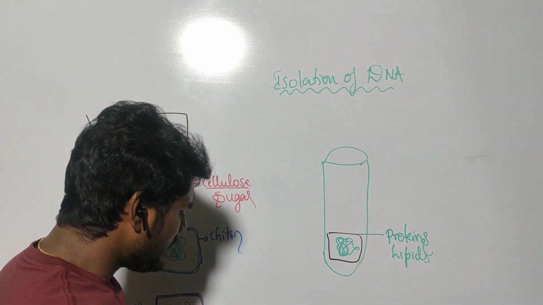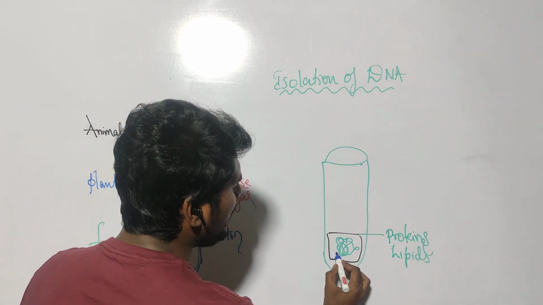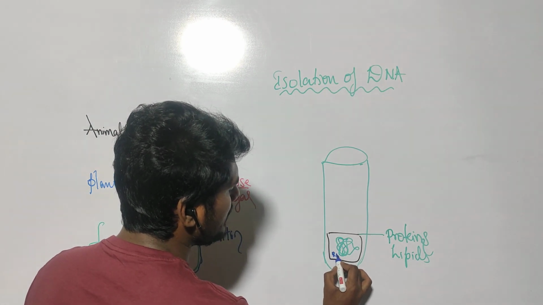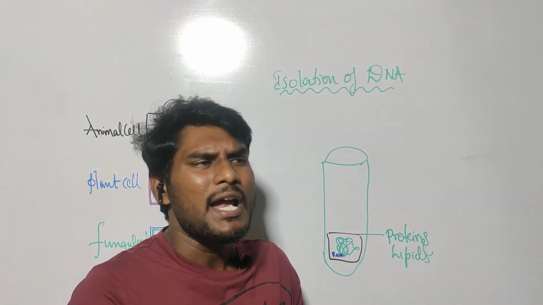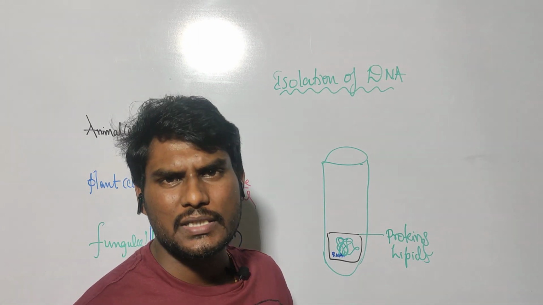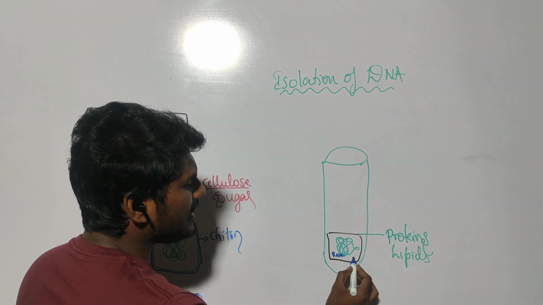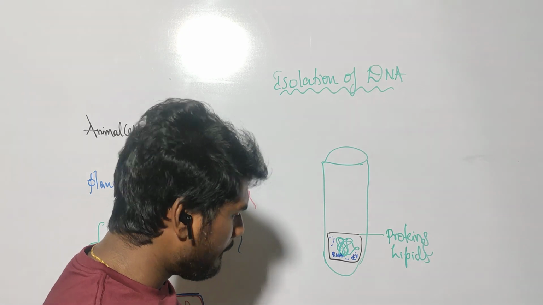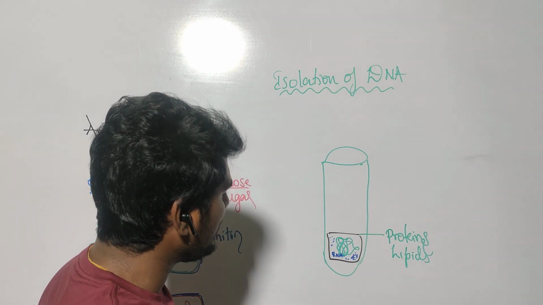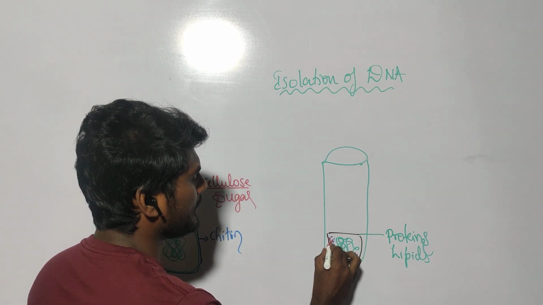Along with that, there is a presence of so many RNA molecules inside of the cell: rRNA, tRNA, mRNA, all the different types of RNA molecules are present. And there are also so many proteins present in the cytoplasm. All these are proteins.